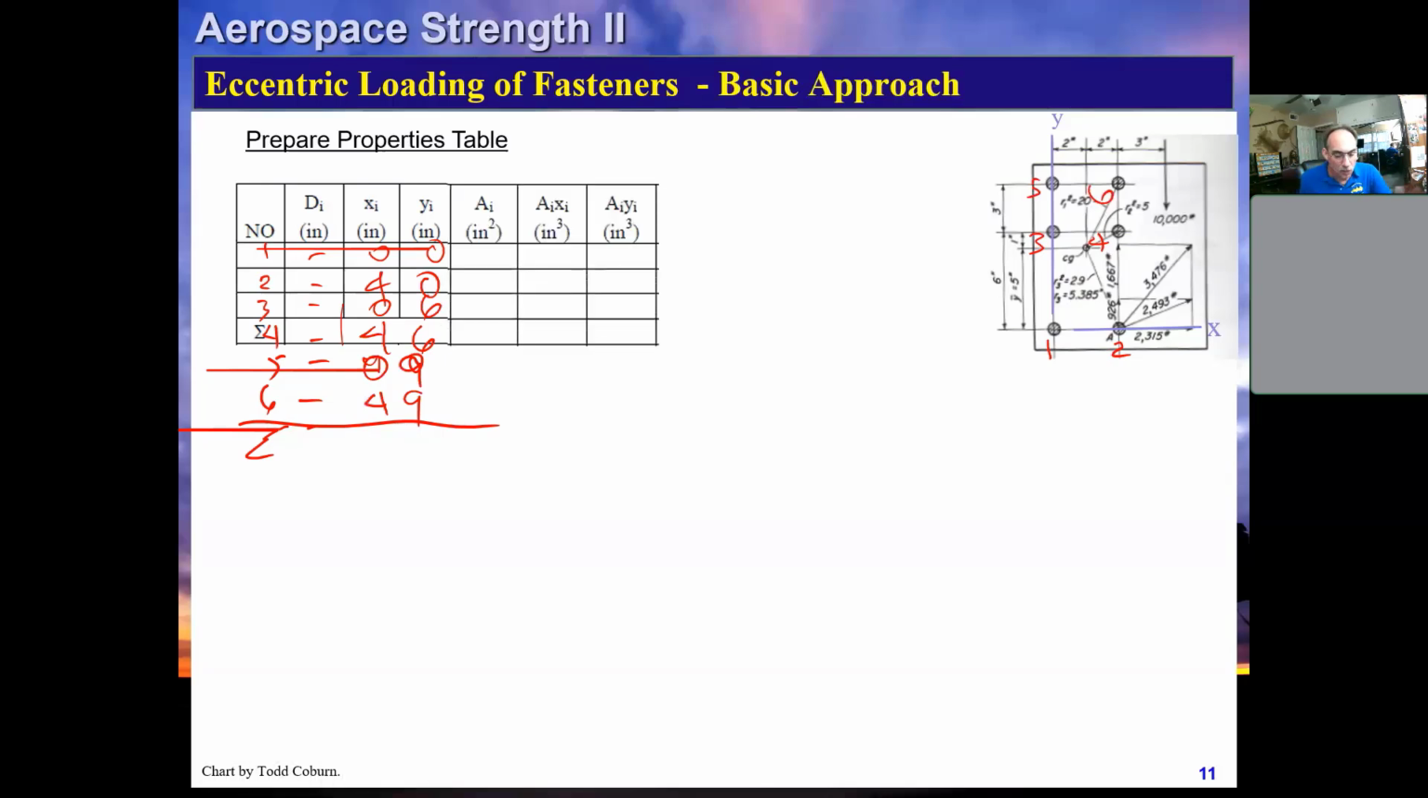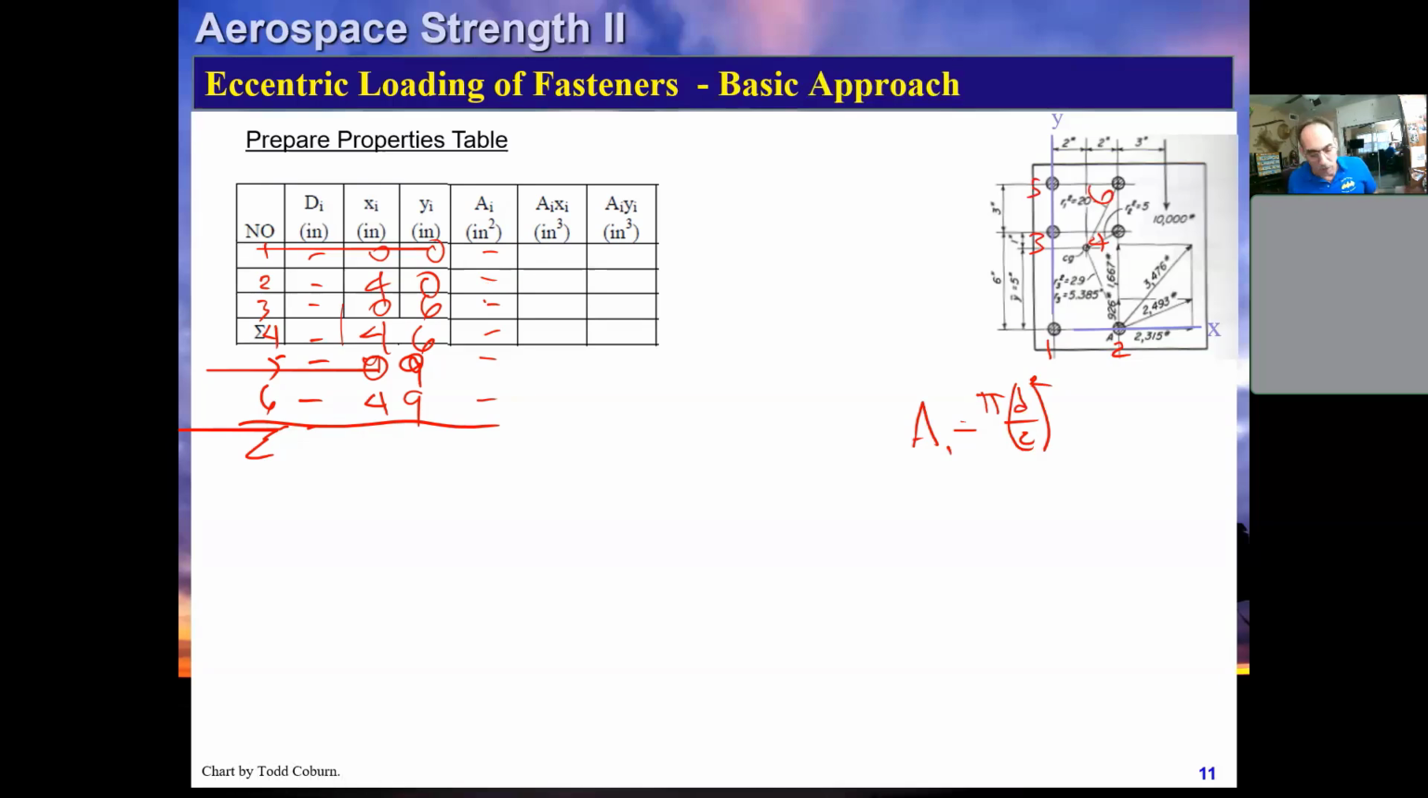Next, we're going to put in the area. We calculate the area of each fastener. That's just pi d squared, right? pi d over 2 squared. That's our area of each fastener. In this case, they're all the same diameter. If they had different diameters, some of these values would be different.